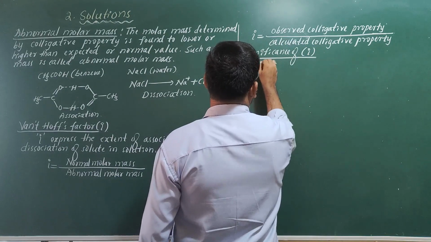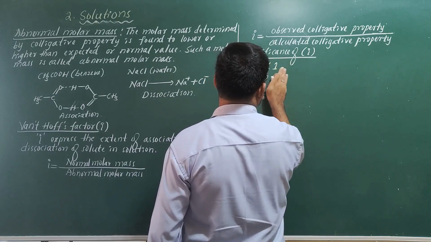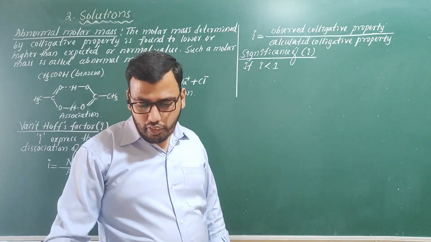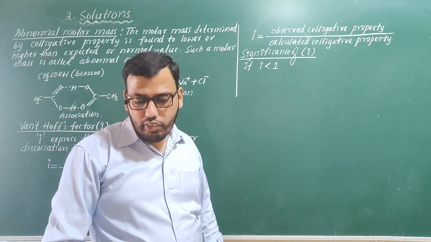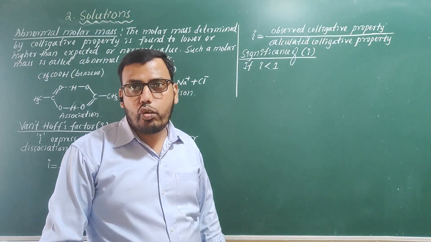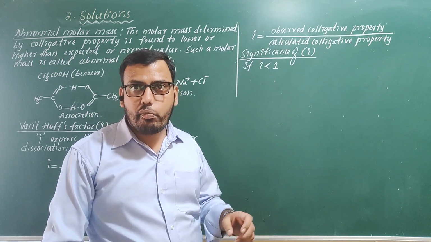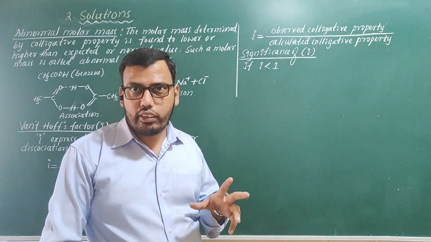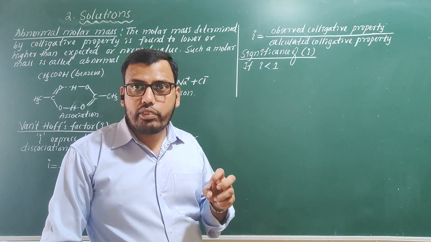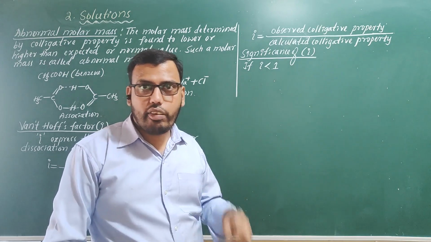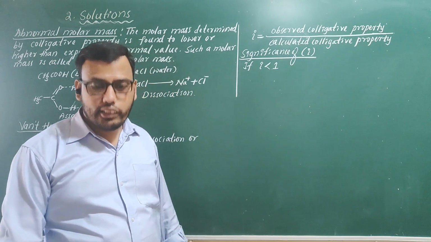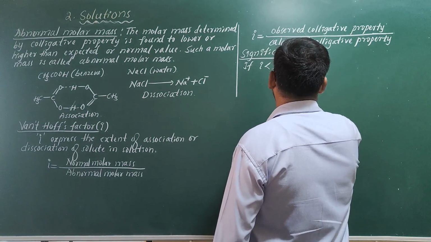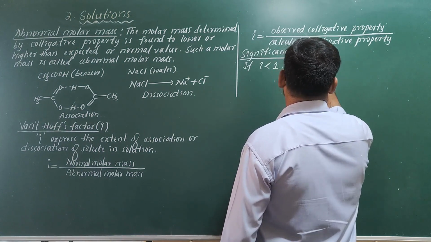If the i value is less than 1, then the solute undergoes association. Less than 1 means two molecules become one. That's why, if the i value is less than 1, the solute undergoes association.